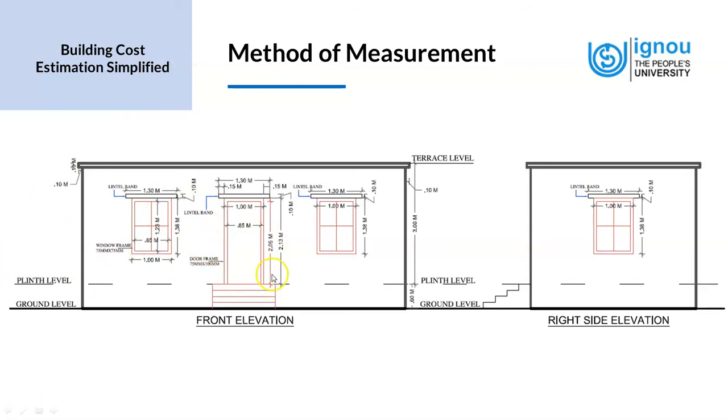The height of the door opening from the floor level is 2.13 meters. The width of the opening of the door is 1 meter, and the shutter size is 0.85 meters. The vertical dimension of the shutter is 2.05 meters, as we can see in this dimension given here.